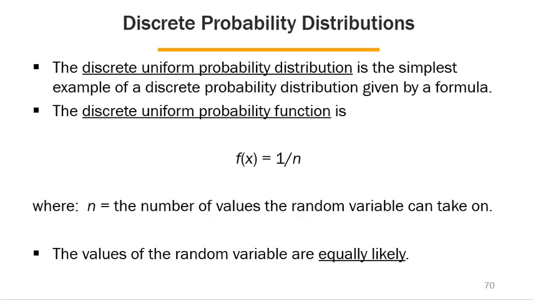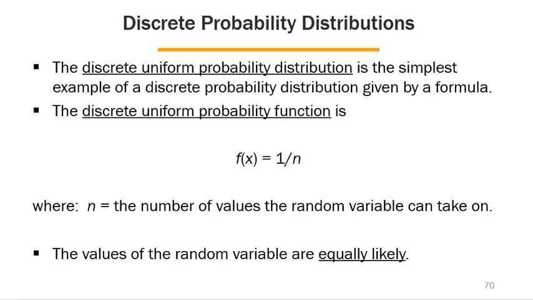The discrete uniform probability distribution is the simplest in some sense, and it has a formula that is shown there, 1 over n, where n is the number of values that the random variable could take on. So that's the probability function that you have for the discrete uniform probability distribution. So in this case, all values that the random variable can take on are equally likely. So all possible outcomes have the same probability.